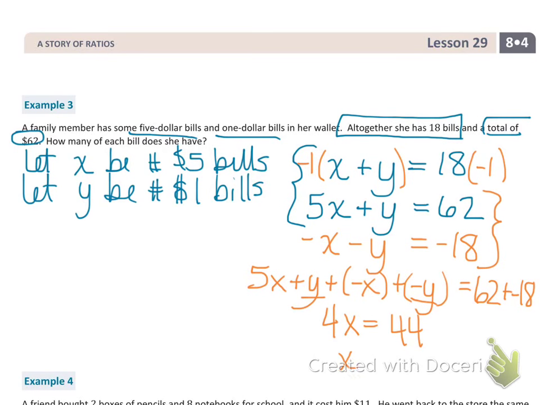And so x, I can see, is 11. So what does that tell me? If x is 11, then she has 11 $5 bills. If she has 11 $5 bills, then she must have 7 $1 bills.